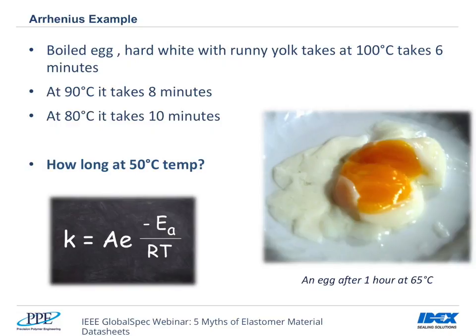Following the Arrhenius methodology, we should be able to predict how long it would take to boil an egg at 50 degrees C. In reality, we would never achieve this at 50. This is because the activation energy for the proteins within the egg are much higher than 50 degrees C, typically around 63. In the image you can see an egg after 1 hour at 65. We would have a similar scenario with elastomeric materials, as the chemistry that is occurring in the environment between the material and the application conditions is very complex, with different elements all having different activation energies. Therefore, Arrhenius would not work.